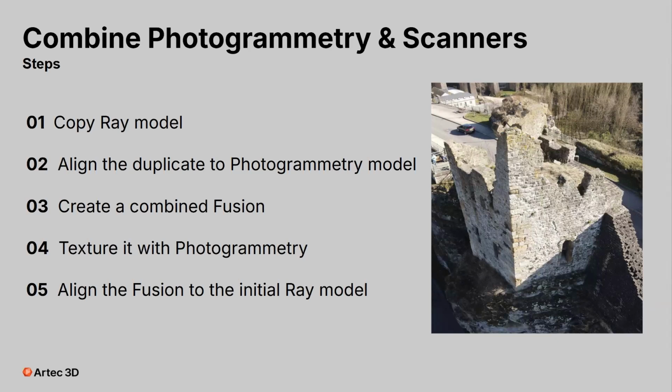So this way we've received a combined fusion of all of this data. Now we have a single mesh for that. And finally, we textured it. We've textured it with photogrammetry. This way we've received the colors. But as you remember, we have changed the scale of our model. Therefore, we need to change it back now. So now with the allow scaling option turned on, we align our final combined fusion to the initial Ray model to get the correct scale.